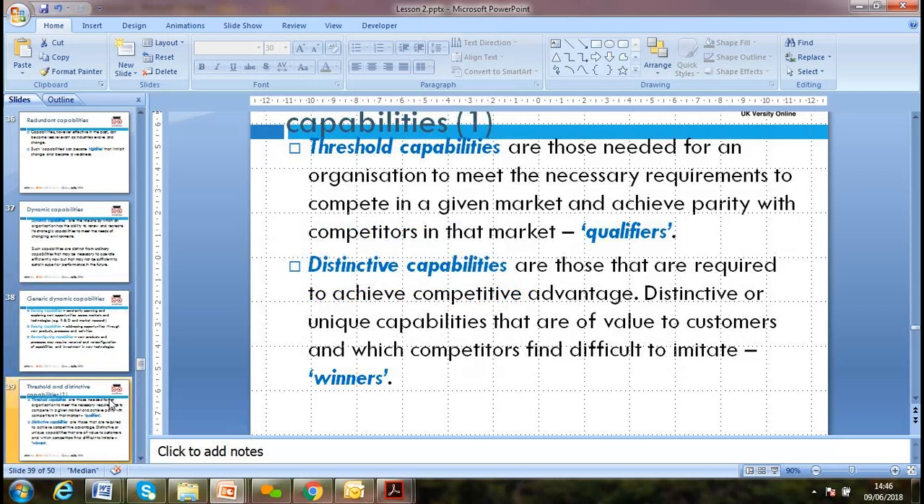Then the threshold means the benchmark. We need a minimum ability: people can read and write, and people know basic computer skills if they are working in our organization now. That is a threshold, a basic benchmark, KPIs. Distinctive capabilities are those required to achieve competitive advantage, so they need a unique capability. People can work on the machine.